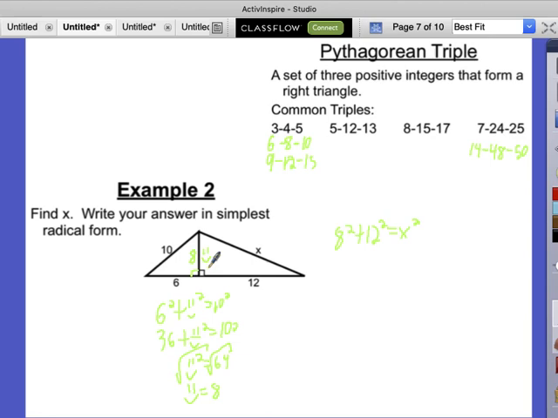In simplest radical form. The simplest radical form is what we did on the first part, that recap. Okay, that's what simplest radical form is. I don't want a decimal. Heads up on the test, it's going to specifically say no decimals. So I can't put a decimal.